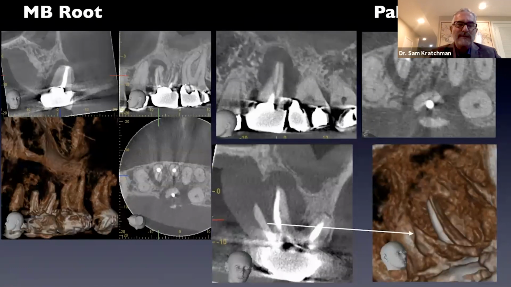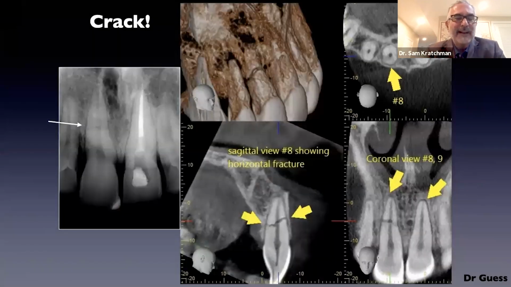Luckily, we took a cone beam first, and it shows that not only is there bone loss in a pattern of a fracture on the mesial root, but the palatal root is completely split in half. Like the patient chewed on a piece of dynamite and split their whole palatal root. So this tooth needs to be extracted. We're saving the patient the problem of having a surgery done.